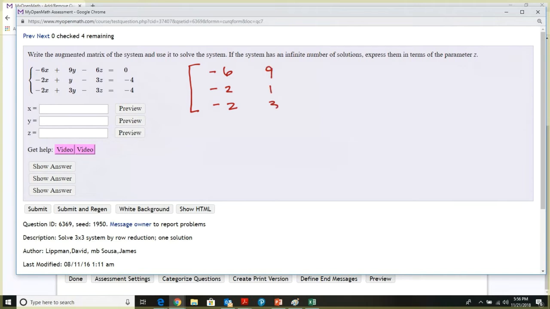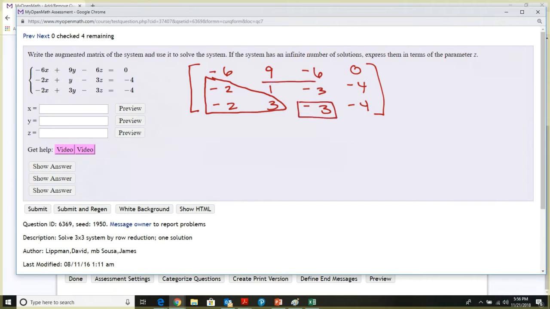There's my y's, my z's, and my constants. So here it is as a matrix. What we want is for this little triangle here, we want those to all be zeros. Okay, so that's going to be our goal. That way, the last row only has a z. This one has just a y and a z, and the top one has an x, y, z. So again, we want everybody in here to be a 0.